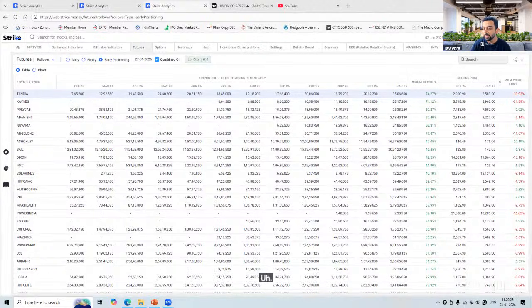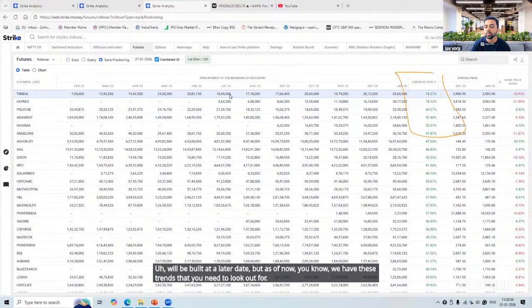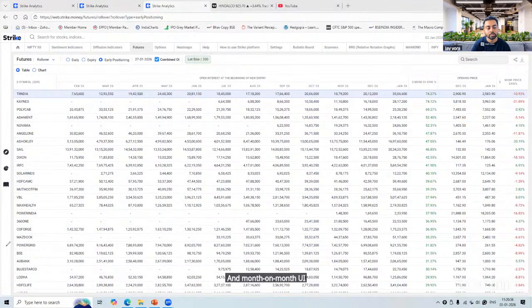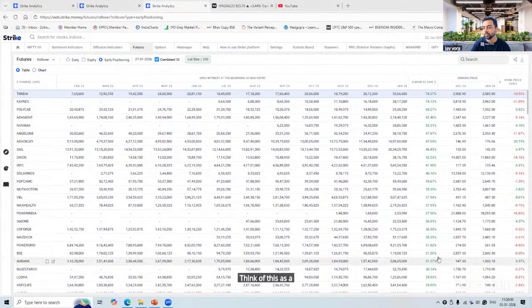Will be built at a later date, but as of now, we have these trends that you need to look out for, and month on month OI change can be a filtration process. I mean, sadly, in this month we haven't got many, but otherwise, you do tend to get a lot of stuff through the scanning. Think of this as a scanner only. Okay.